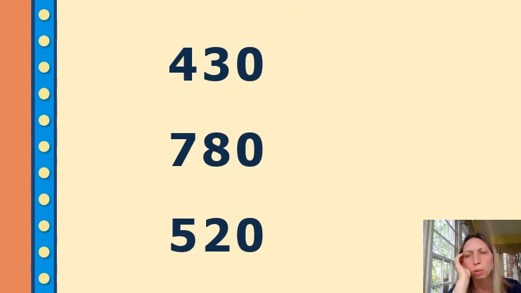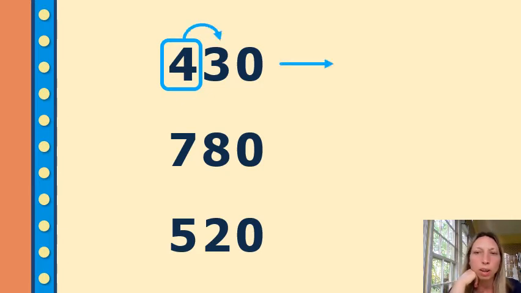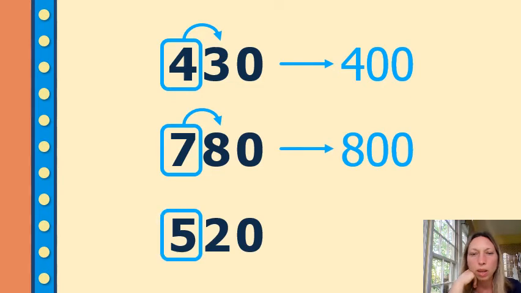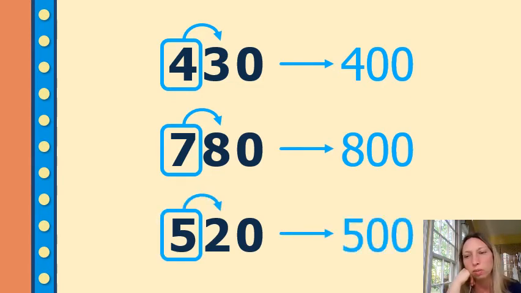Can't remember what we're supposed to do here. Okay, yes, I do. All right, so we're rounding. For 430, you look at the tens place. That's going to round down to 400. For 780, you're going to look at the 8 in the tens place. That's going to round up to 800. And for 520, you're going to look at the 2 in the tens place, and you're going to round down to 500.